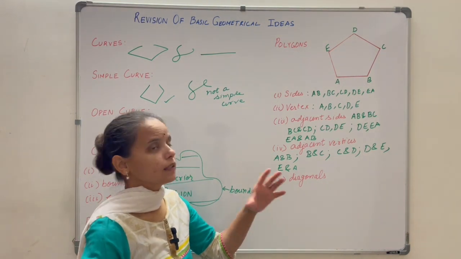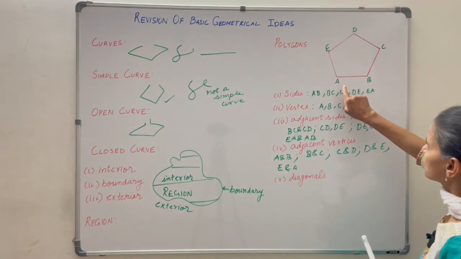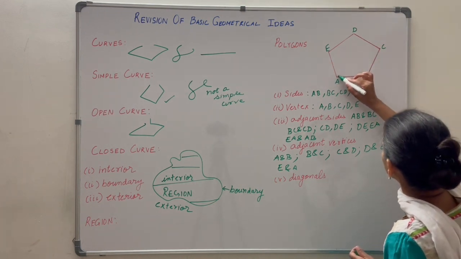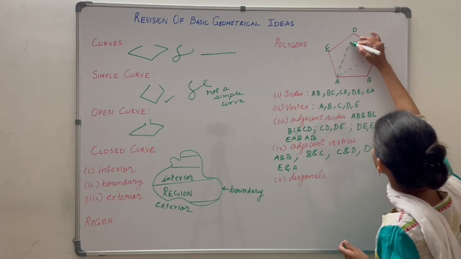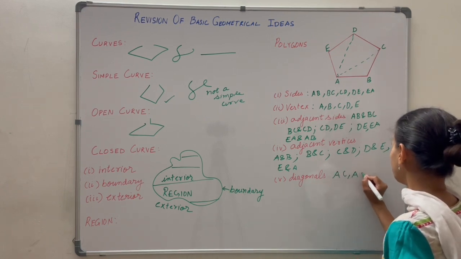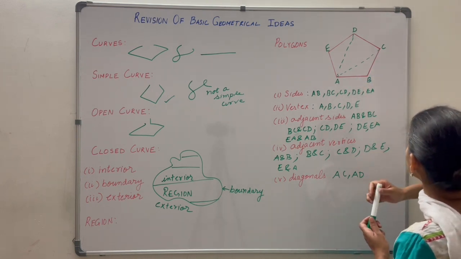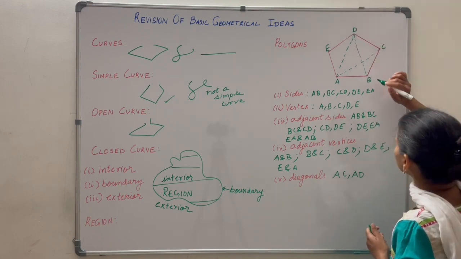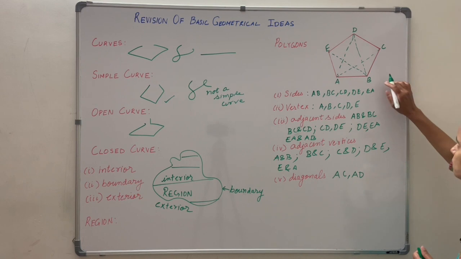Diagonals. A diagonal is a line segment that connects vertices which are not adjacent. For A, B and E are adjacent, C and D are not adjacent points. So AC is a diagonal and AD is a diagonal. So AC and AD, they are the diagonals. If you take B, A and C are the adjacent vertices. D is not an adjacent vertex, so you can join with this, and E also is not an adjacent vertex to point B.